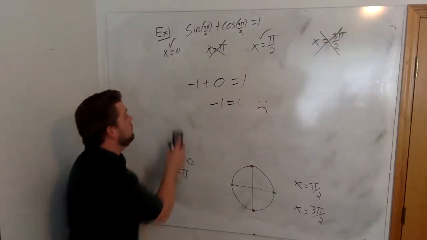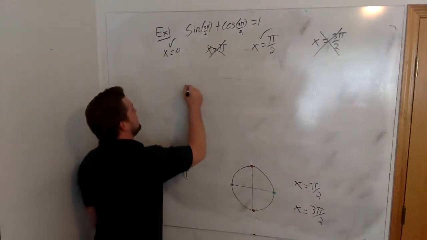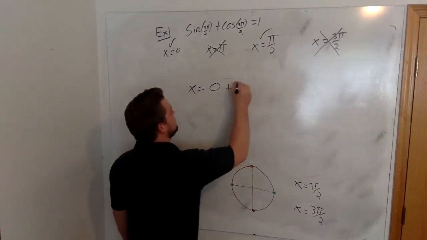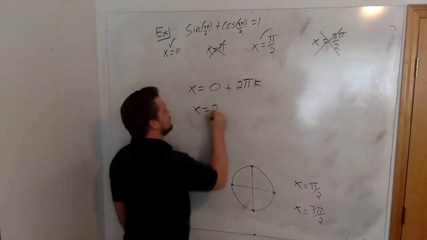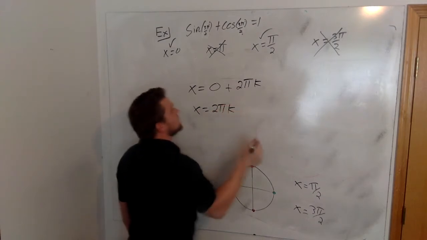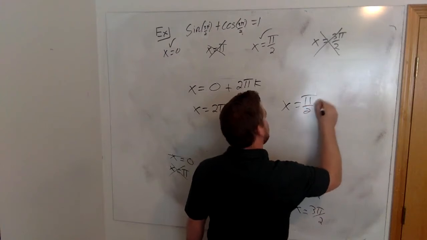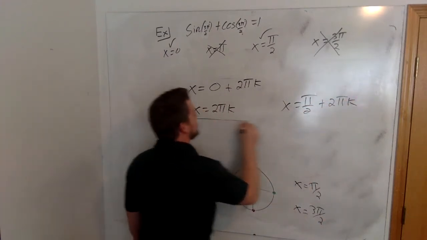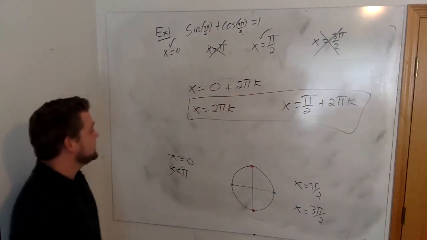All right, so we have our solution. We have that x could be equal to 0, could be 0 plus 2 pi k. Or you could just put x is equal to 2 pi k. Or we have that x could be equal to pi over 2 plus 2 pi k. And here is our solution. Okay.